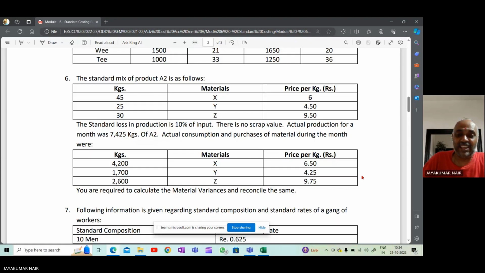Hello friends, we will see how to find out material variances and labor variances in standard costing in this video. So we'll take one problem on material variances.